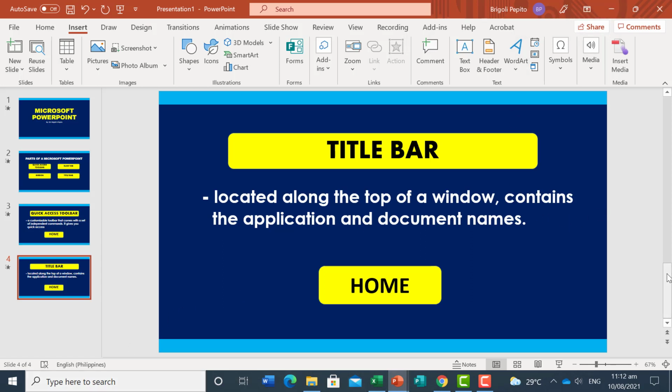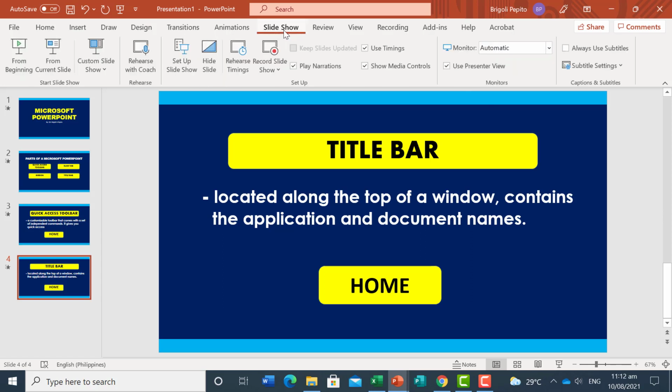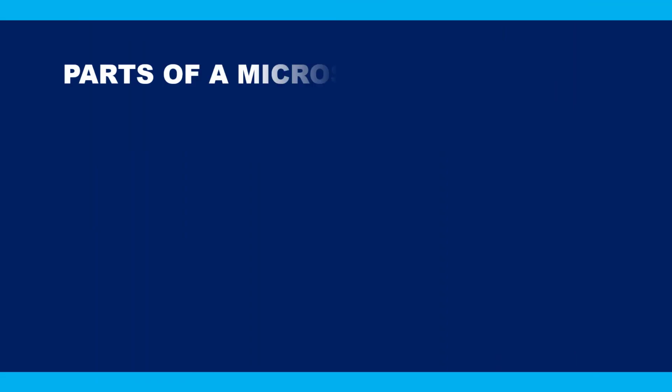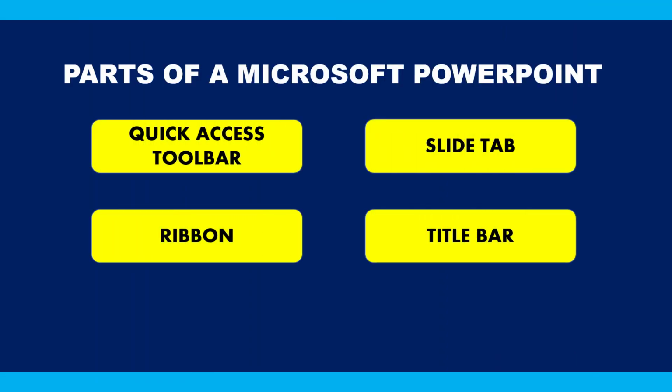Let us see what effect it has when we use hyperlinks in our presentation. So this is what will happen. In my slideshow, click from beginning or from current slide, or you can press F5 on the keyboard. So, we are presenting: Microsoft PowerPoint, created by Mr. Brigoli Pipito. In the second slide, you applied hyperlinks. So click parts of Microsoft PowerPoint. Click quick access toolbar, and you will proceed to slide 3, which is the definition of toolbars.